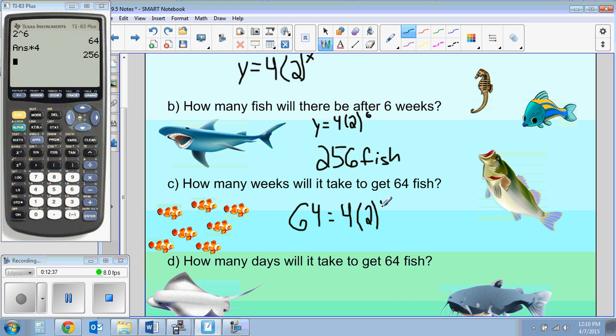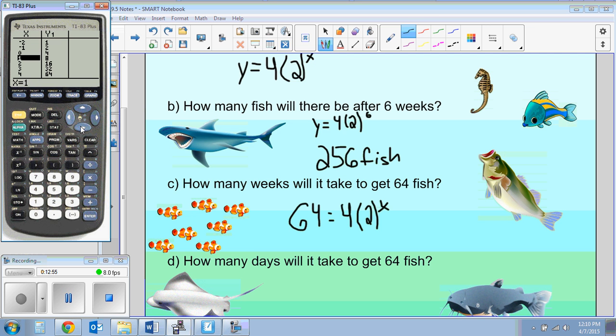Alright, so we're going to take this equation, plug that into our calculator, and clear this one out. We're going to say 4 times 2 to the power of x, which is our equation. We're going to go to the graph table. We're going to see where it's going to be equal to 64, so we keep scrolling down. You see at 4, it's equal to 64, so that means 4 is going to be equal to x. And x represents the number of weeks, so that means at 4 weeks, we will have 64 fish.